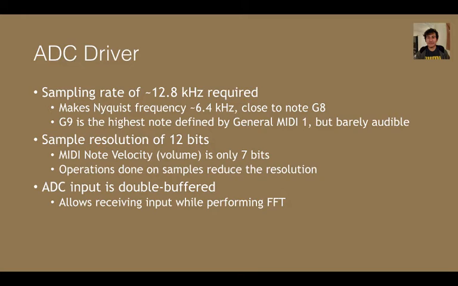The sample resolution that we use for the ADC is 12 bits. Normally we would only need 8 bits of resolution because the MIDI note velocity is only 7 bits. But the operations that are done on these samples, such as determining the magnitudes of the frequency spectrum, will reduce the resolution.